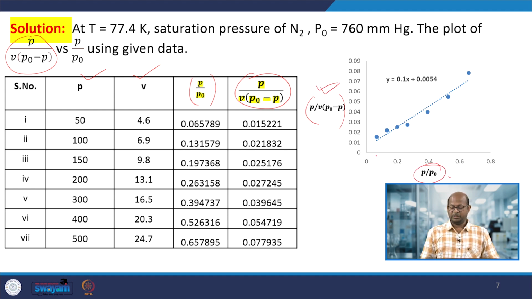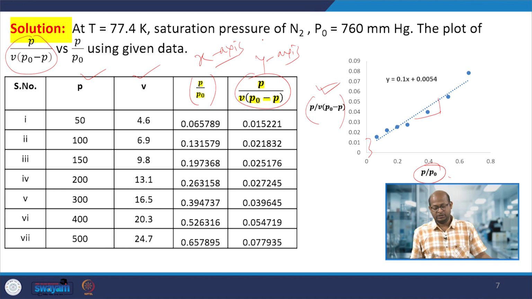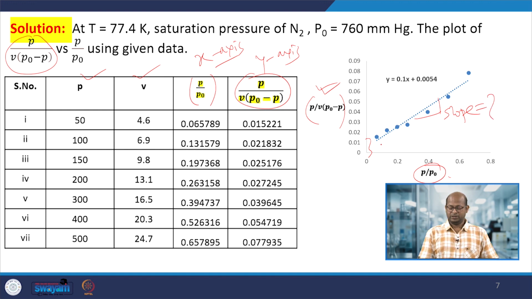So, here we will get the slope and intercept from this line. Once we have this data, with this on the x axis and this on the y axis, if we plot it, this type of line comes and then we can get the slope and intercept from this graph. Okay.